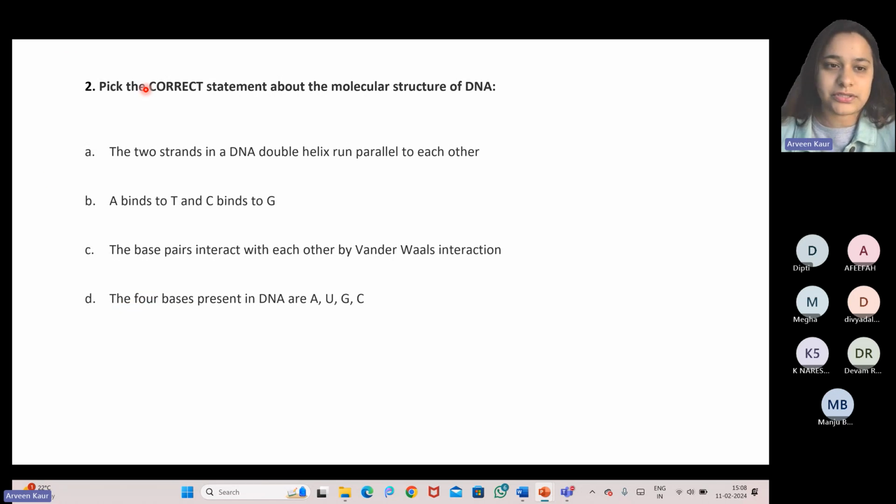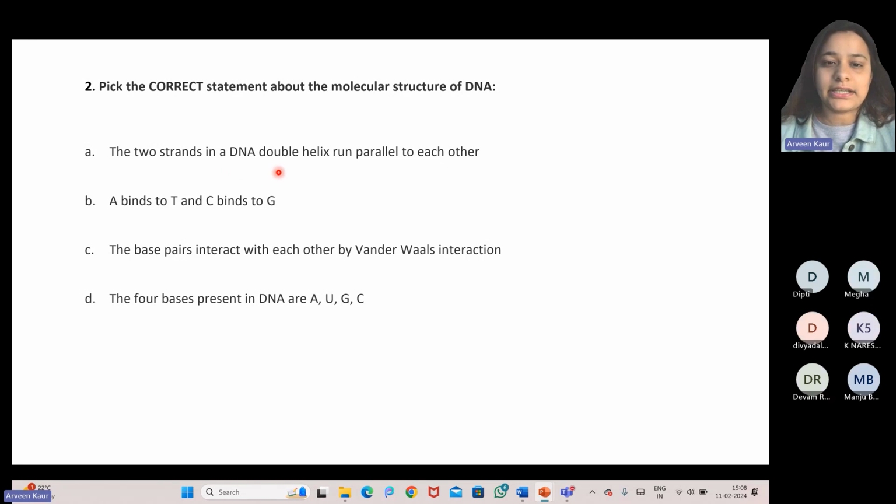Moving on to the second question, which says, pick the correct statement about the molecular structure of DNA, right? The options are: the two strands in a DNA double helix run parallel to each other. A binds to T and C binds to G. The base pairs interact with each other by van der Waals interaction, and the four bases present in DNA are A, U, G, and C.